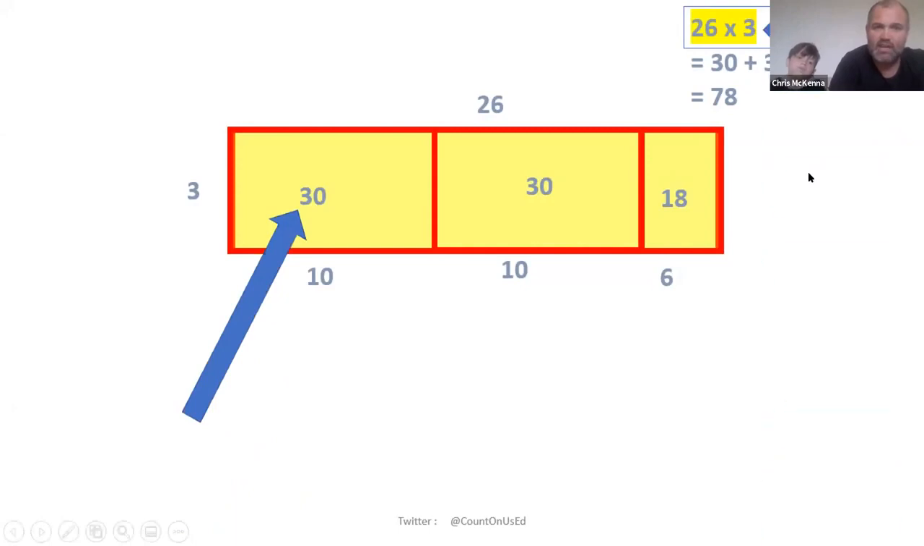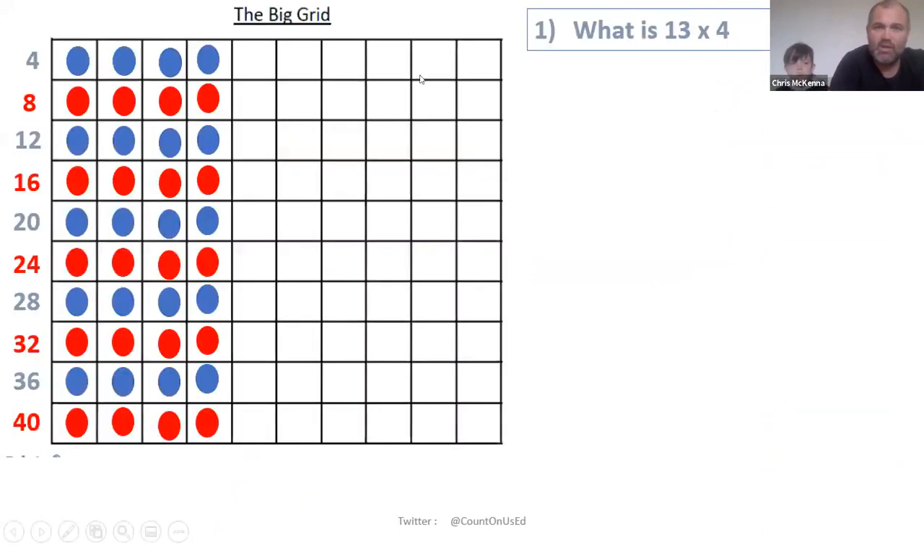So again, 30 is a key number when dealing with 3. So let's look at a multiplication involving 13 times 4. So what I want is 13 groups of 4. How many groups of 4 do I have on the screen right now? I only have 10 groups of 4, so I need an extra 3 groups of 4. So that's 1 group of 4, 2 groups of 4, 3 groups of 4.